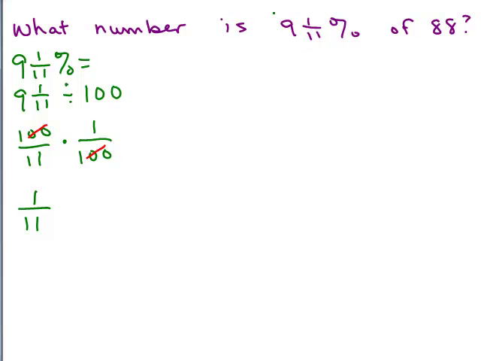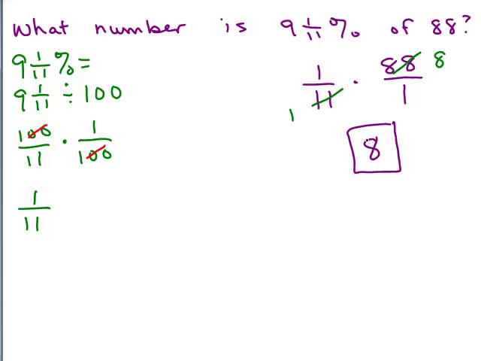9 1/11% I can now write as 1/11 times 88, which I'm going to write as 88 over 1. And if possible, it's always easier to cancel, and I can do that here. So I get 8 over 1, which is just the number 8. Now in all of these problems, you can see if your answer seems to make sense. 9 1/11% of 88, well, that's like maybe 10% of 90. 10% of 90 is 9, so we're in the ballpark. You want to see if your answer is in the ballpark.